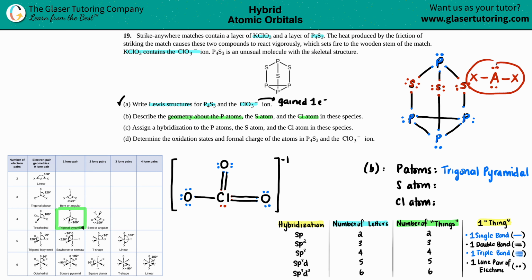So now I'm looking for something that looks like this on my chart. I need 2 X's and 2 lone pairs. That comes out to this one, right next door. Bent or angular is the term here. So the S atom would either be bent or angular. Usually bent is the name that you will probably see for this one, but I guess angular works as well. I'm going to erase the A here. If you just need to write it down, just pause the video. And now we have to come over here for the chlorine.